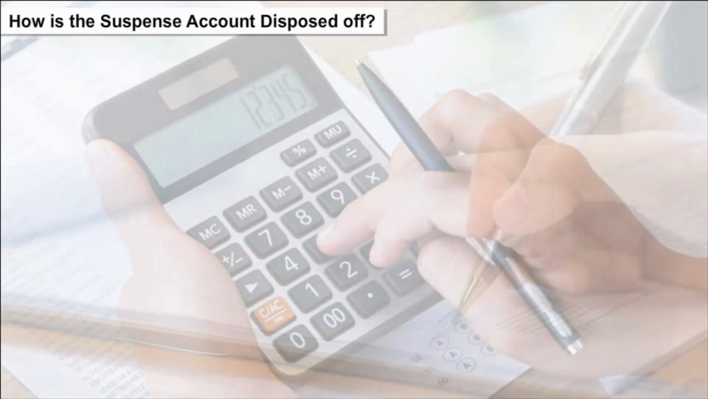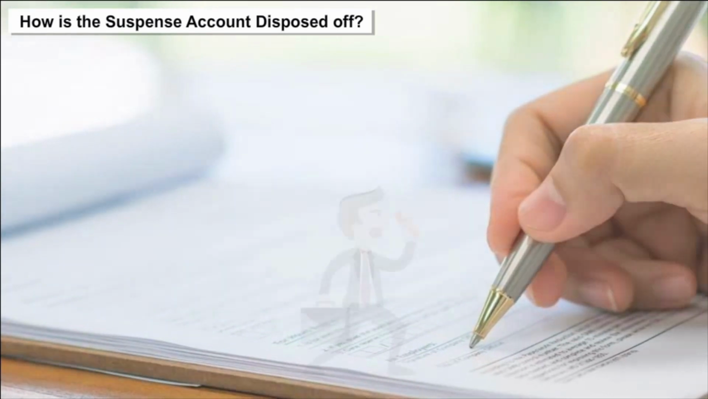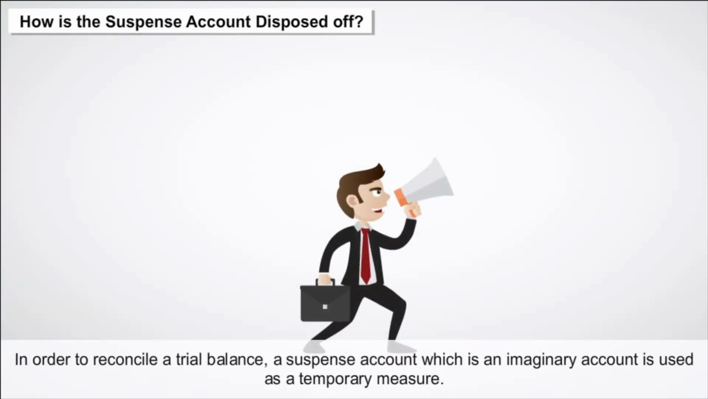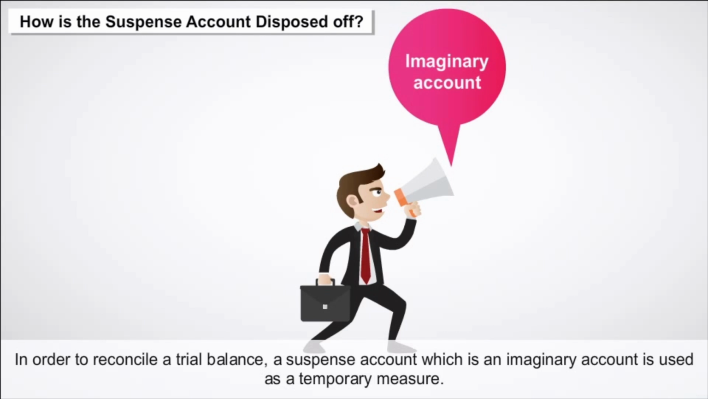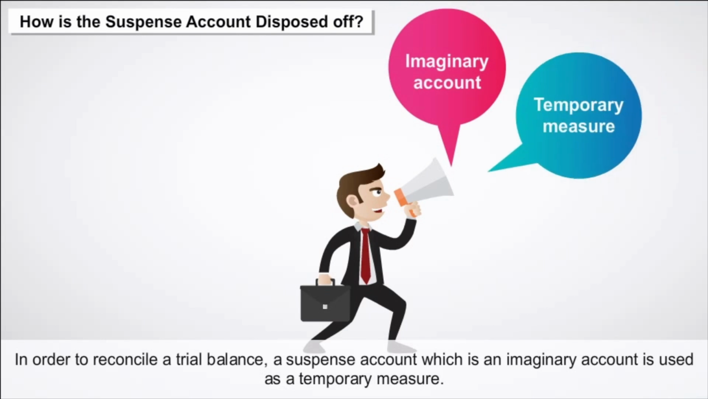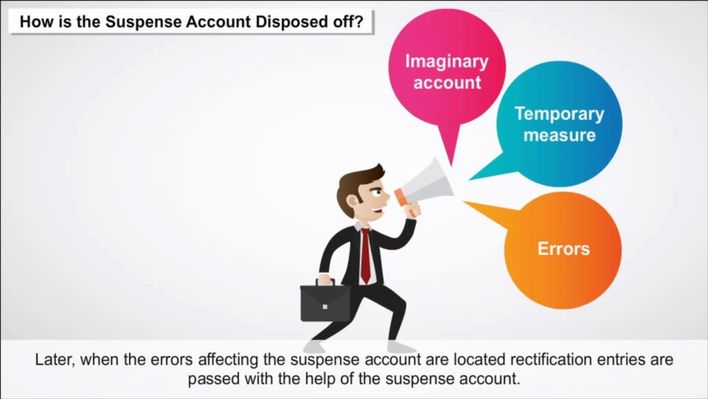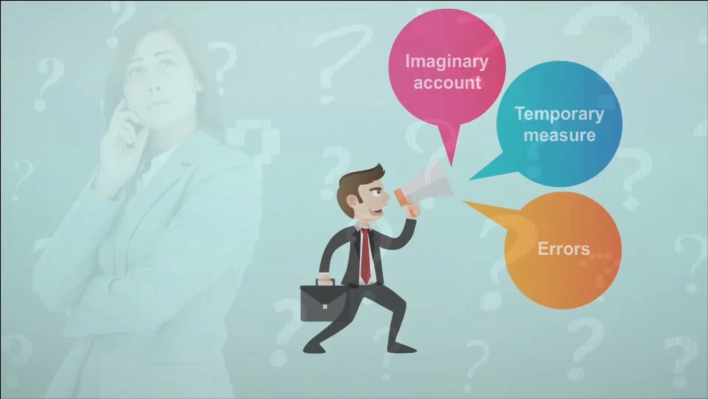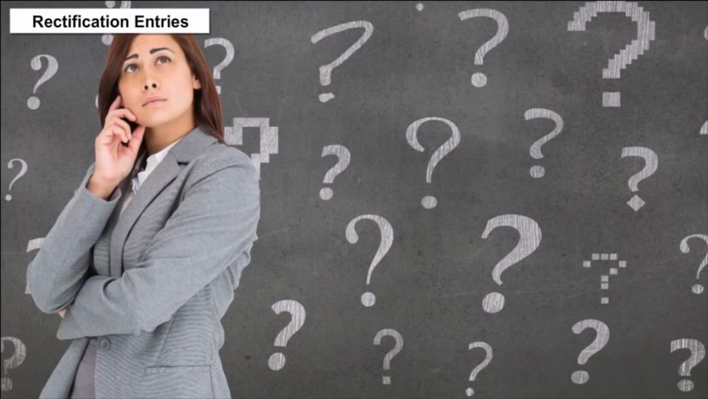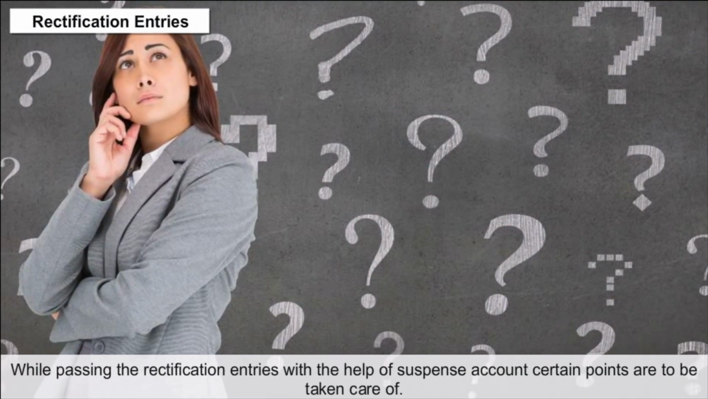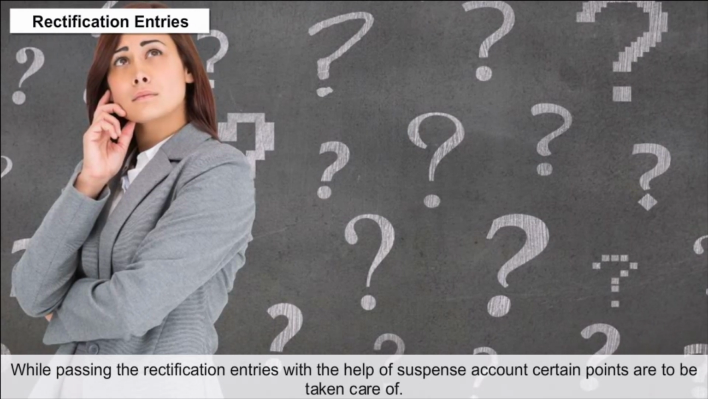How is the suspense account disposed of? In order to reconcile a trial balance, a suspense account, which is an imaginary account, is used as a temporary measure. Later, when the errors affecting the suspense account are located, rectification entries are passed with the help of the suspense account.